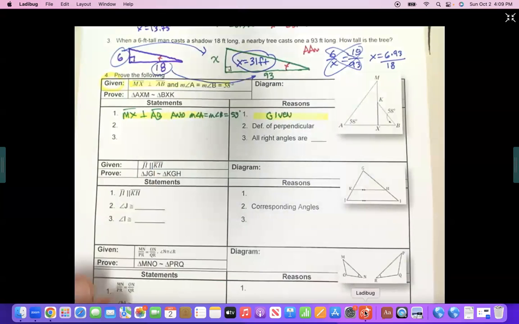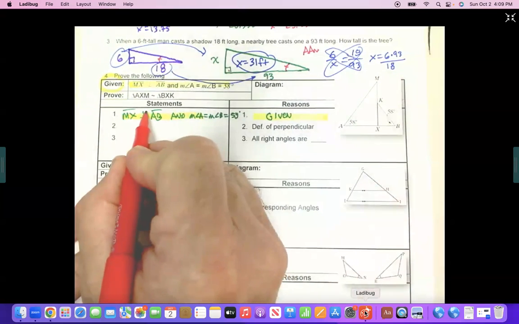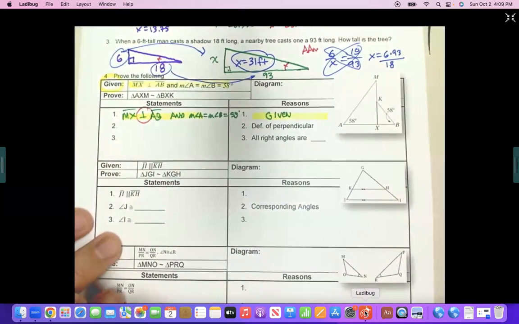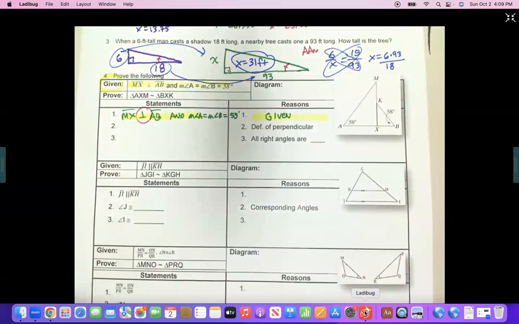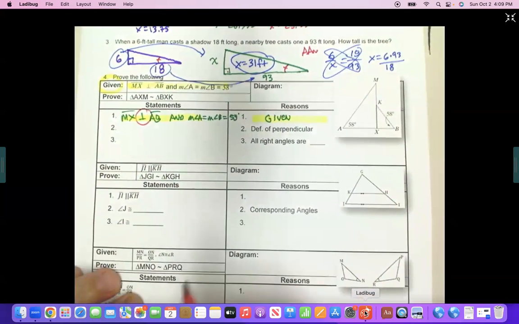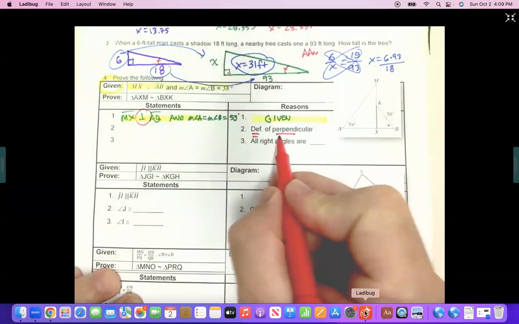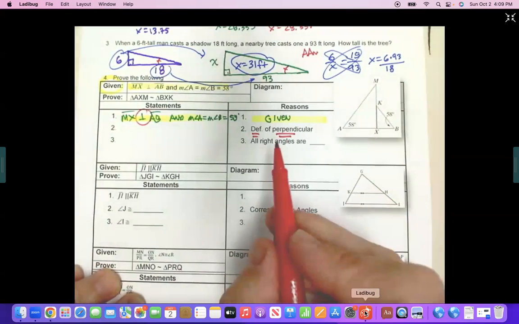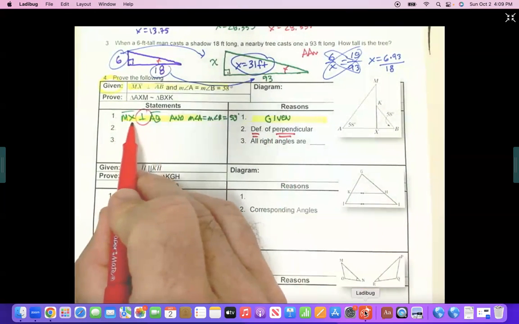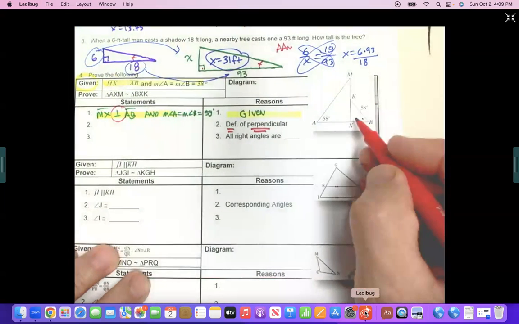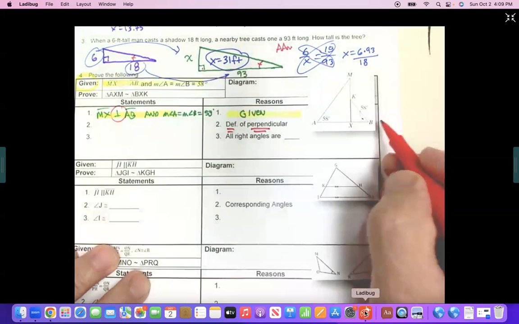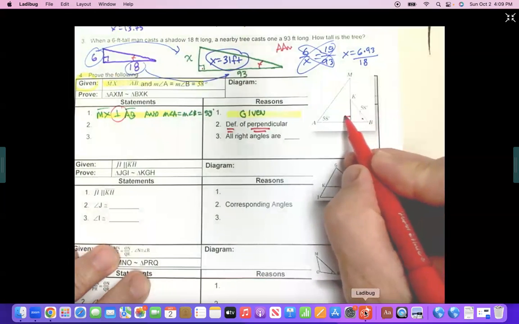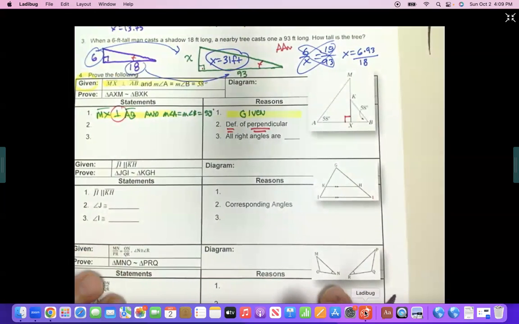And then a very common thing, we see a symbol here. Whenever we see a symbol and a word in one statement, then the definition of that symbol or word shows up in the next line or one after that. And we know since MX is perpendicular to AB, let's look over here. MX is perpendicular to AB. We know that we have a set of right angles here.